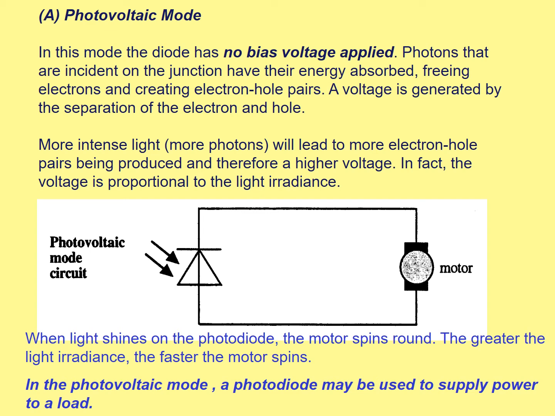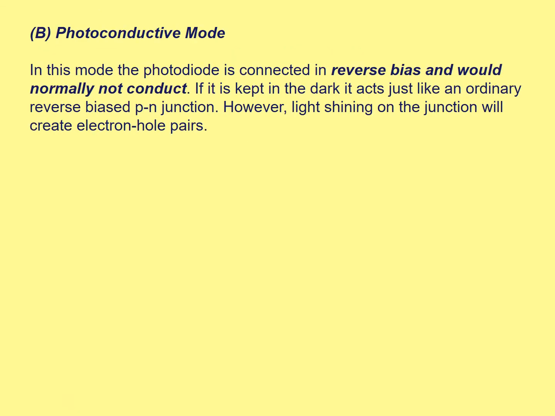When light shines on the photodiode, the motor spins round. The greater the amount of irradiance, the faster the motor spins. And that's because more light, more electron-hole pairs are generated, more movement of electrons, more current, the motor moves faster. In the photovoltaic mode, a photodiode may be used to supply power to a load, or, for example, to this motor. The other one is photoconductive mode.